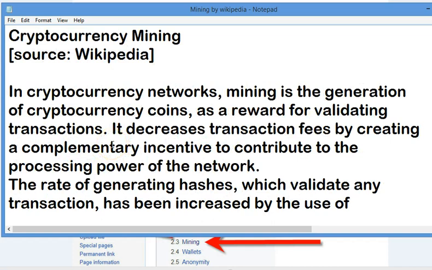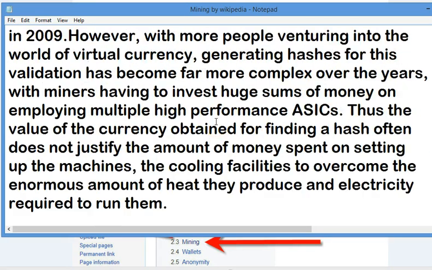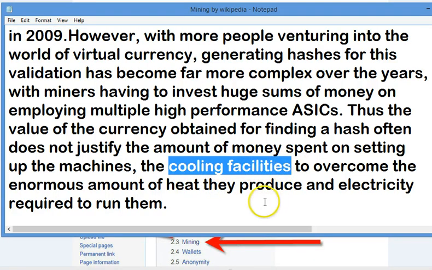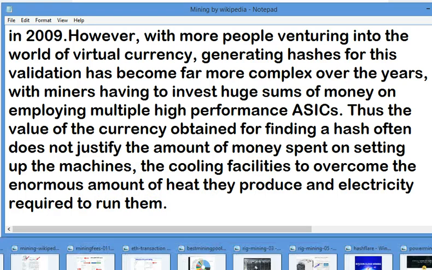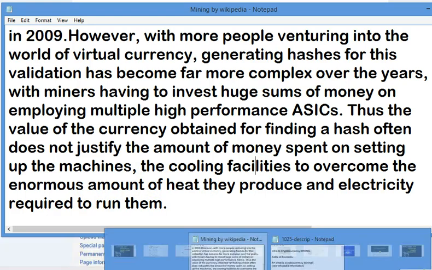That's why when you learn more about mining, there's a lot of mining that's set up in Iceland because, as you probably are aware, Iceland is pretty cold out there. So the heating bill, I mean cooling bill, will not be as much as if you have your mining facility somewhere where it's warm or tropical. Because cooling systems and facilities are required to be able to overcome the amount of heat that is generated by the servers.